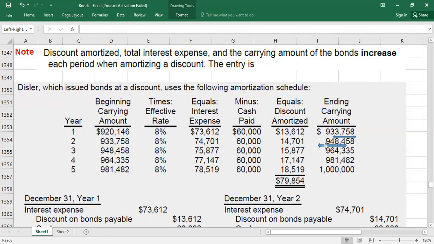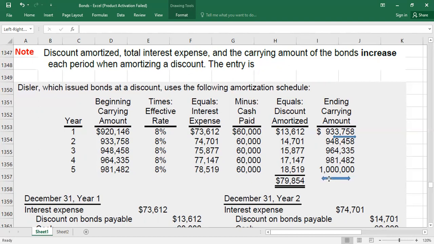Okay, at the end of the second year, this will become the beginning for the third. Again, you will repeat the same process with 8%. This is the interest expense, this is the actual interest payment. The difference of these two is the amortization of discount. Beginning plus amortization of discount equals the ending carrying value. Then this will again be the beginning for the next, and you will repeat this process for year 4 and year 5. You can see at the end of year 5, your bond's value returns to the face value, and this is the value which you will repay to the investor.